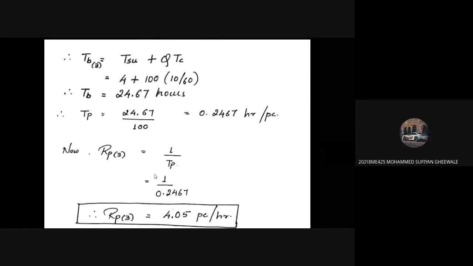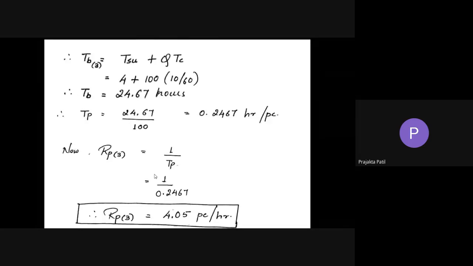Ma'am, should we round it off, like 4.0? Yes, you can round it up, or you can keep it as it is, no problem. It's your choice. Okay, all of you can follow this common practice of rounding it off. So it will be 4 pieces per hour.